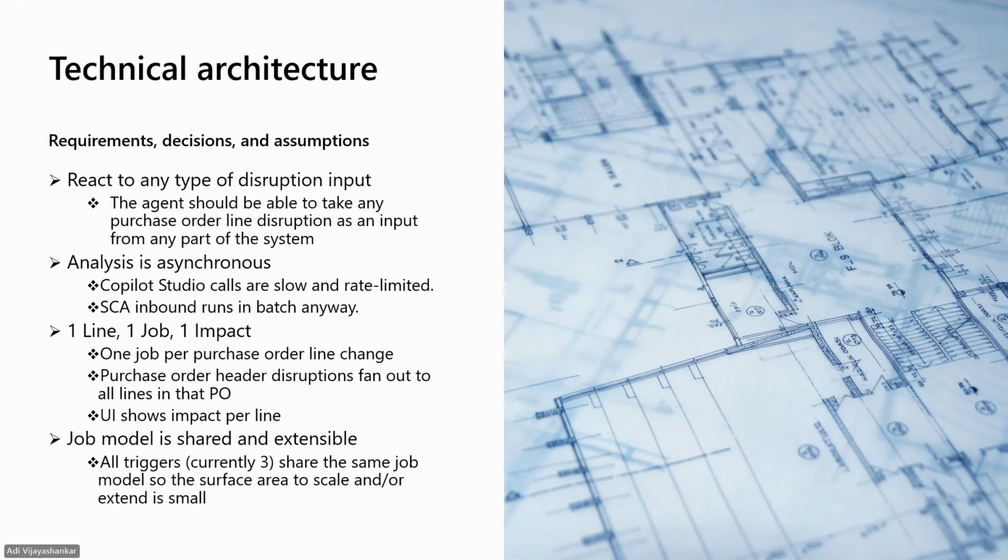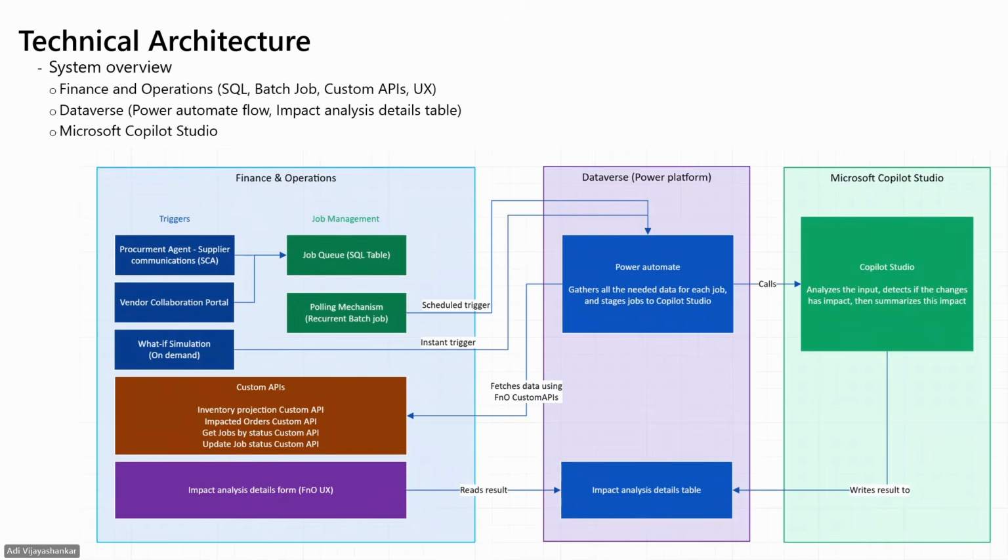And now I will walk you quickly through the system design. So we have 3 systems interacting with each other: finance and operations, F&O; Dataverse, the middle layer that contains the Power Automate and some Dataverse tables to store the result; and finally Copilot Studio, which hosts the reasoning model that's doing the reasoning on the input data.